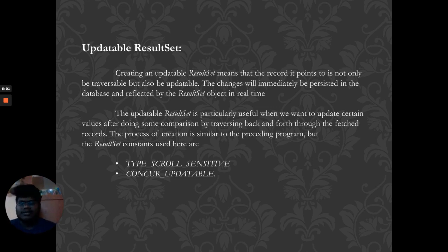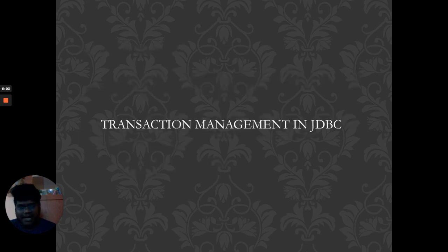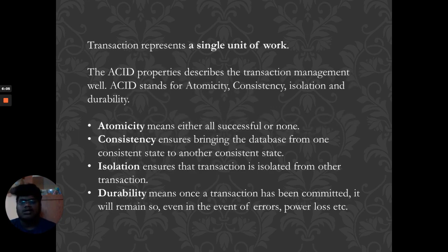So next we will discuss the topic of transaction management in JDBC. So what is a transaction? A transaction represents a single unit of work. There are two types of properties, ACID properties and BASE properties. Here we are going to discuss the ACID properties because they describe transaction management well. So ACID stands for atomicity, consistency, isolation and durability.